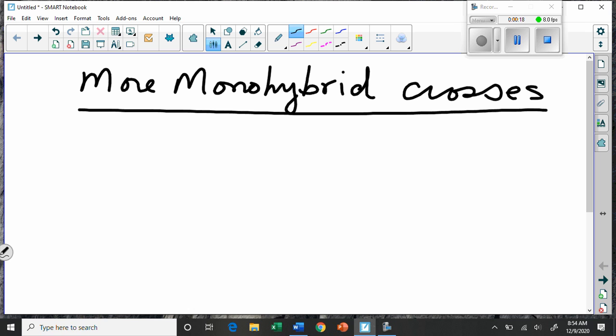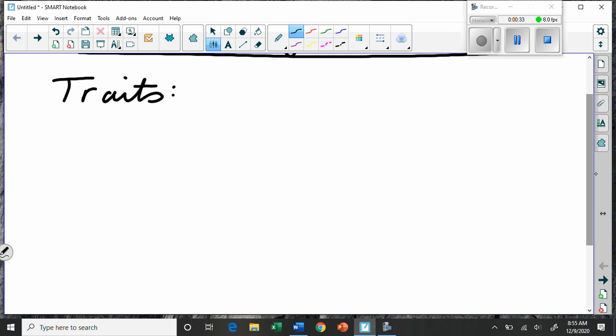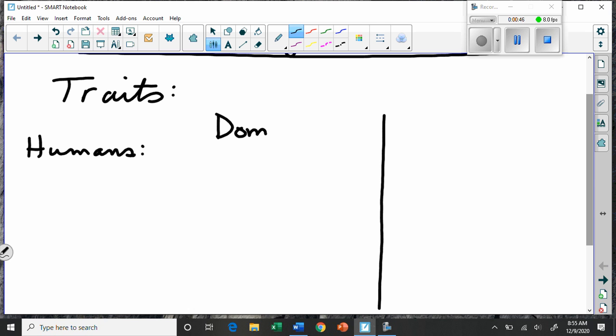Now, when you're doing these crosses, you're going to come across all kinds of traits. And so what I thought I would do is just give you an idea of some of the possible traits that tend to show up and whether or not they're dominant or recessive. So if we talk first about humans, I'm going to put dominant trait here, and then over here, I'll put the recessive trait.